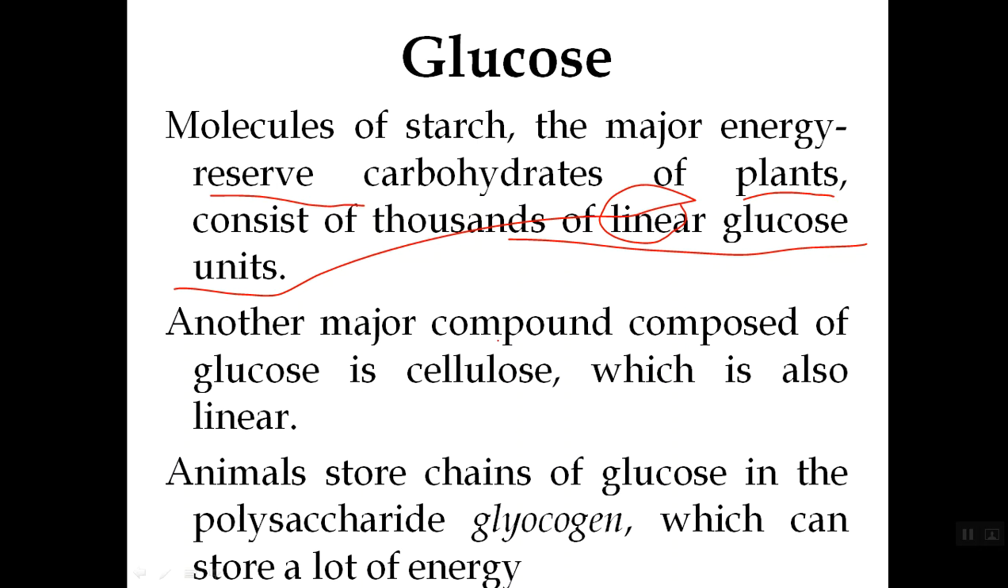Another major compound that is composed of glucose is cellulose. Cellulose is an important component of the cell wall present in plants. Here also we find glucose units which are placed linearly. The animal storage food material is glycogen. Glycogen also has glucose units. And these reserve food materials, starch and glycogen, act as the source of energy.